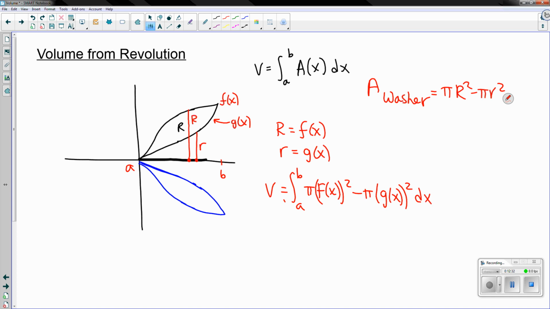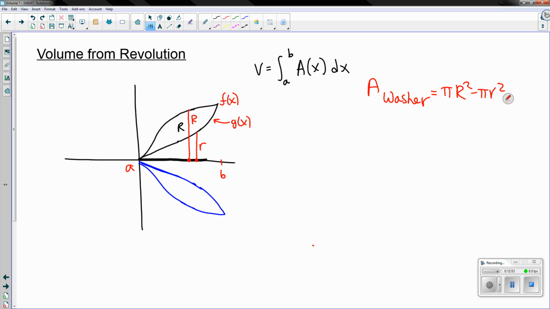If you want to, you can factor out a pi and pull that out as well, if you want to eliminate working with that constant in your integration. So if you just want to work with this, you can do that as well. So that's how you're going to find the volume when you have a washer scenario.